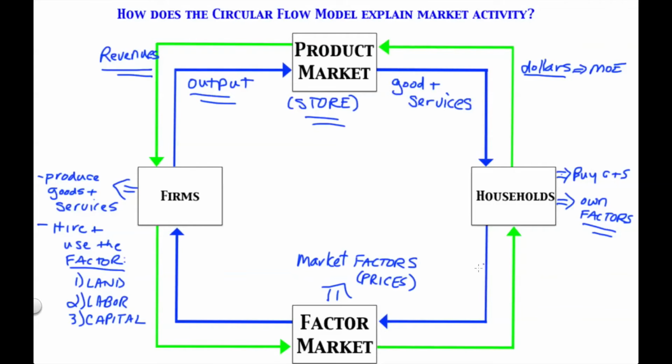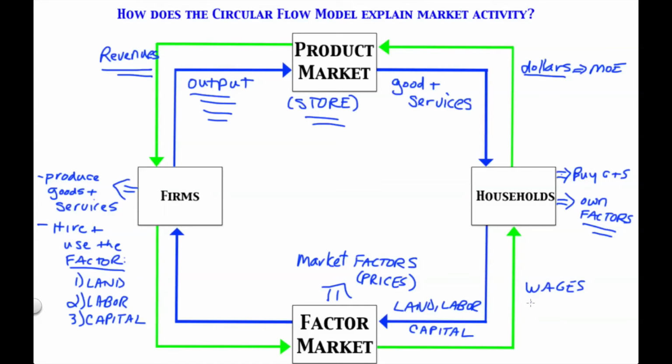Households who own the factors will supply land, labor, and capital to the factor market. And firms will then bring that back and produce the output that they'll eventually sell in the product market. And what do firms send back? Well, firms send back wages. So what households bring back are wages, which is obviously being hired for labor. They're getting paid a wage.